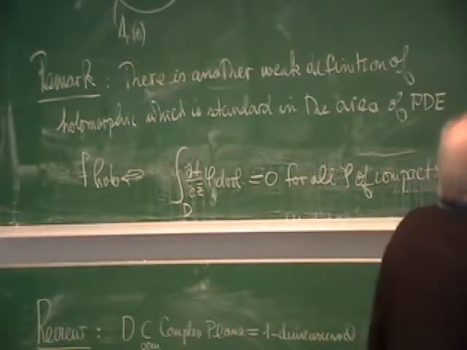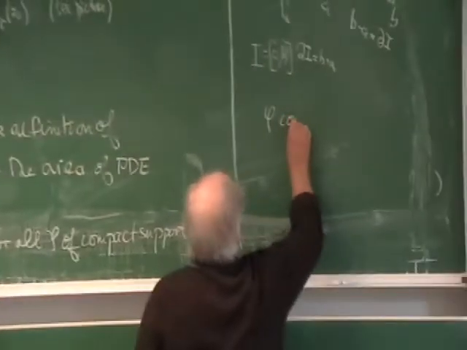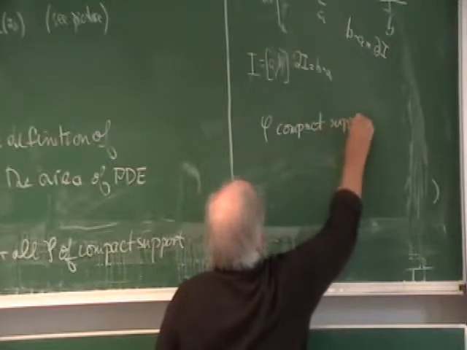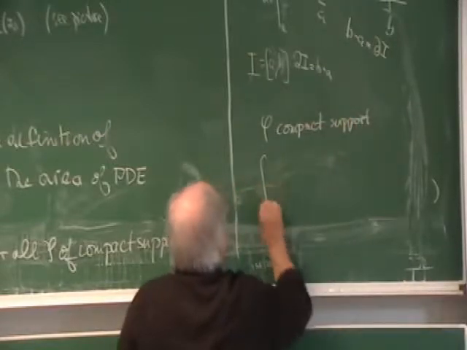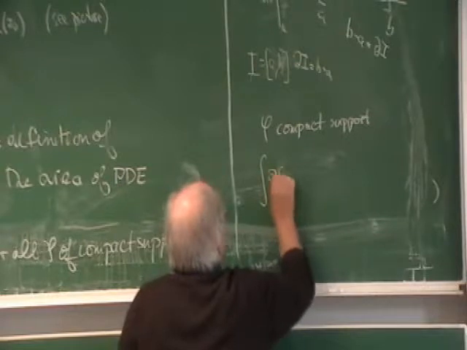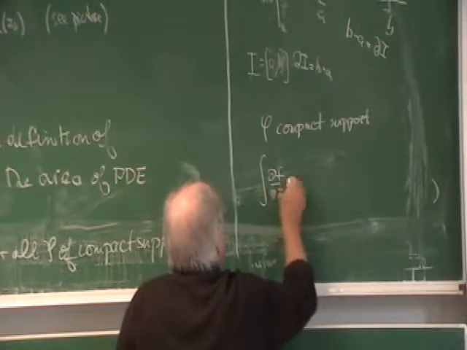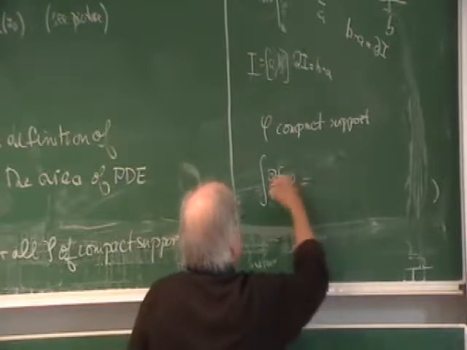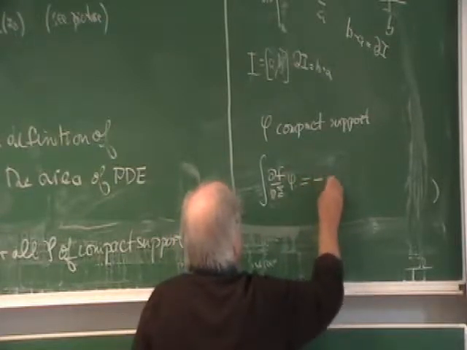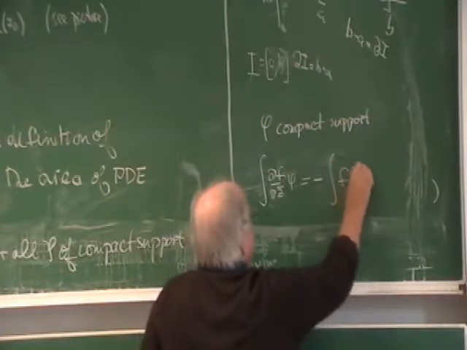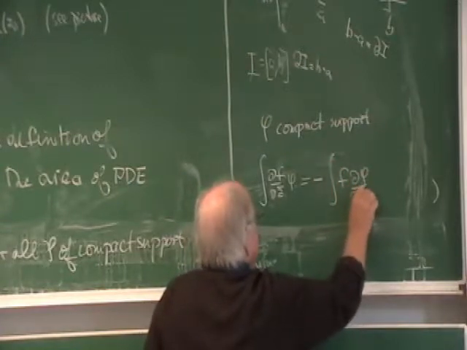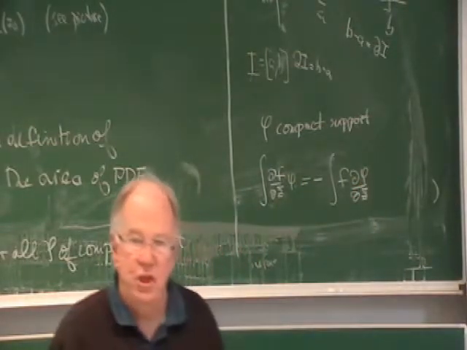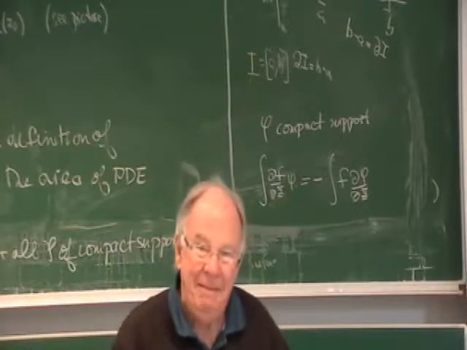So you see, if phi has compact support, then the integral of the derivative of f with d-bar phi equals, you have to think maybe a little bit here, maybe there's a sign difference, the integral of f times this. You push the derivative on the other thing.